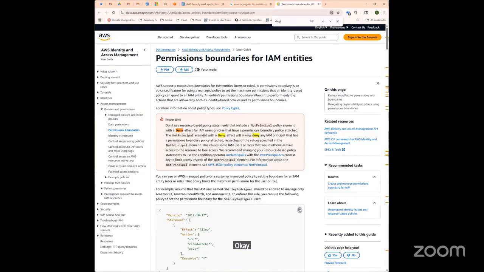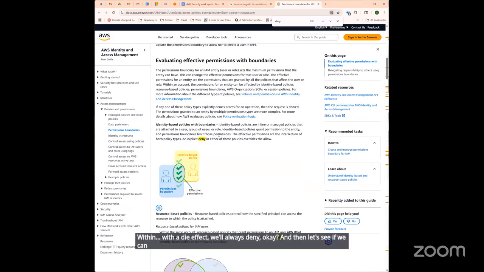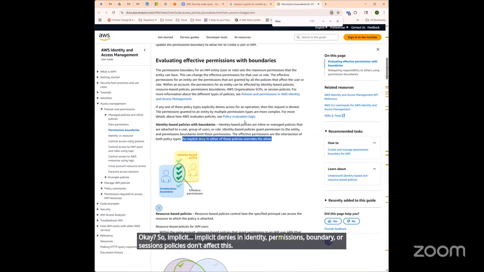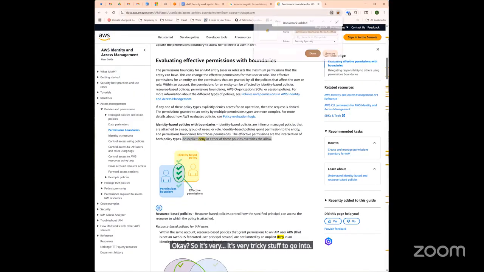Okay, so elements with a deny effect will always deny. Okay, and then let's see if we can go. An explicit deny in any of these policies overrides the allow. Okay, so implicit denies in identity, permissions boundary, or session policies don't affect this. It's very tricky stuff to go into, but it gives you a good overview of it.